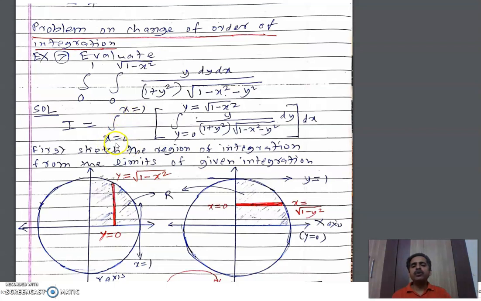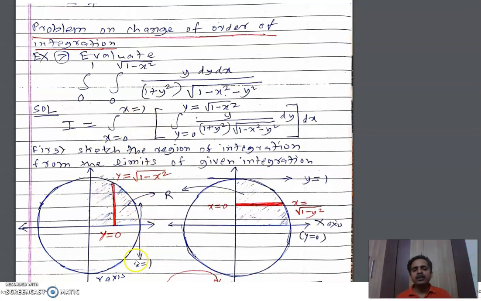X equal to 0 represents the starting of the region, and x equal to 1 represents the end of the region when you move this vertical strip from left to right. So when x is 0, that is your y-axis, you have to consider this vertical strip at the y-axis, and we have to move this vertical strip from left to right so as to cover the region. And where to stop? At x is 1.